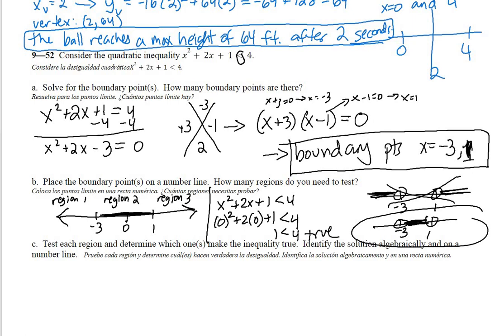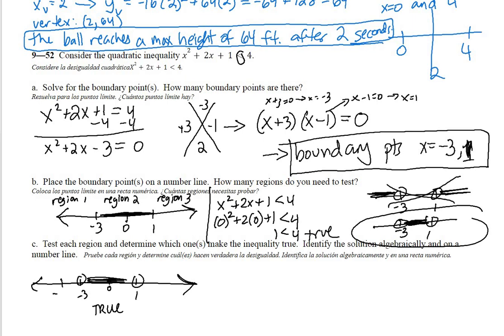Great. So we test each region and determine which ones make the inequality true. Identify the solution algebraically and on a number line. I am going to go ahead and do that. So we've already tested this area. Region 2 is true. And I kind of know that that excludes the other ones, but let's test them anyway.